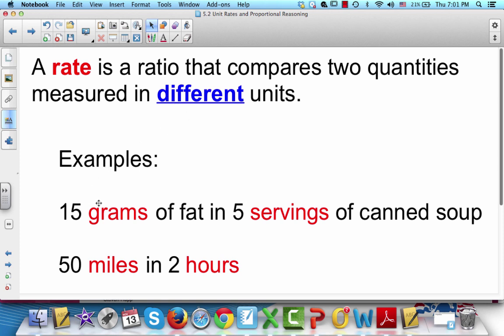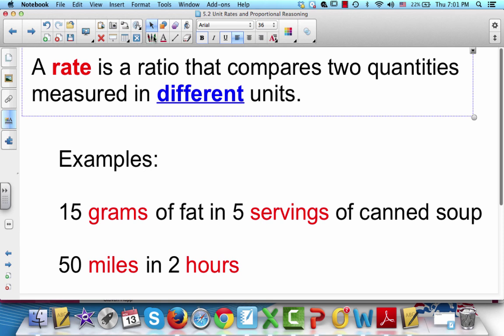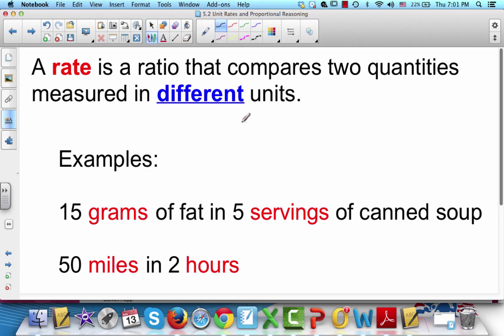For example, 15 grams of fat in 5 servings of canned soup. So you're comparing grams to servings. Over here we've got 50 miles in 2 hours. We're comparing miles and hours. See, that's different from before, because before we compared like 60 seconds to 50 seconds. And that's how we did our proportion. Then we reduced it and we got 6 to 5. But there we're comparing seconds to seconds. A rate compares things measured in different units.